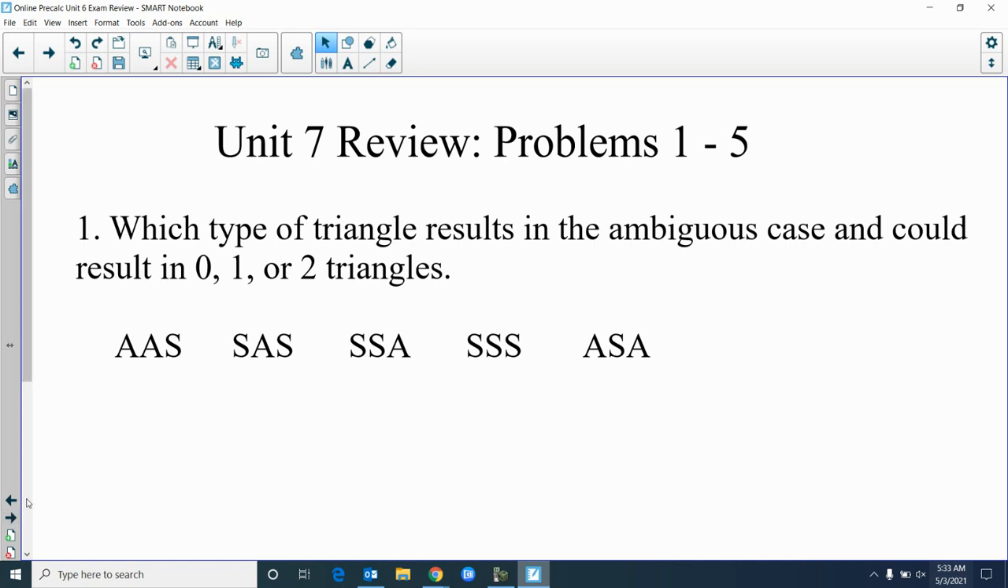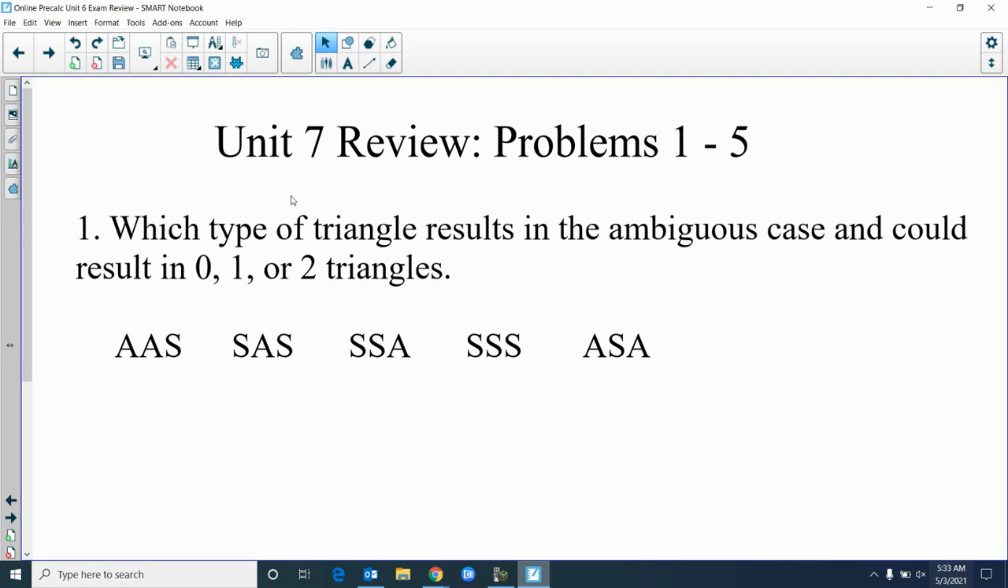So we're going to get started on the Unit 7 review. Unit 7 was applications of trigonometry. It's covered with problems 1 through 5. Then I'll do another video on Unit 8, another video on Unit 9, and another video on Unit 10. So we will hit all the problems in the review, and we are just going to go through the review problems.